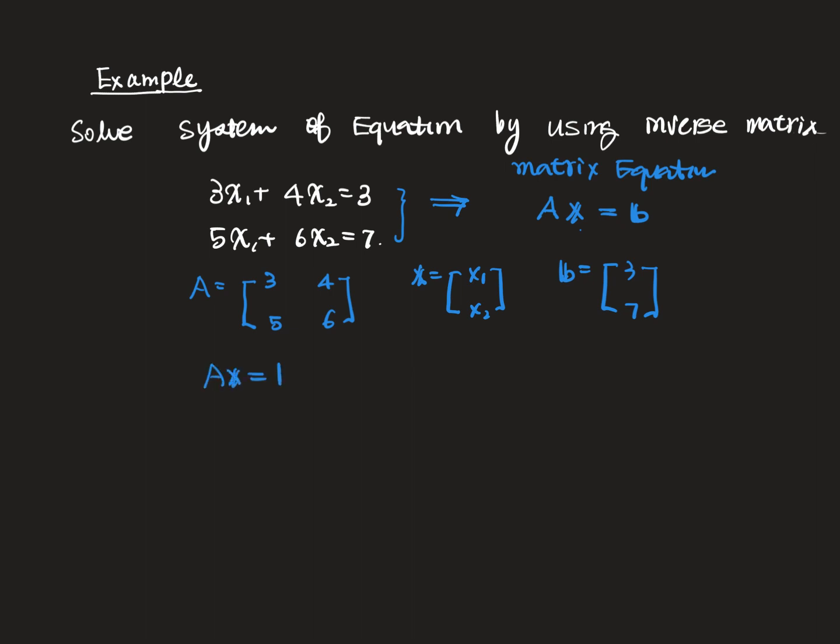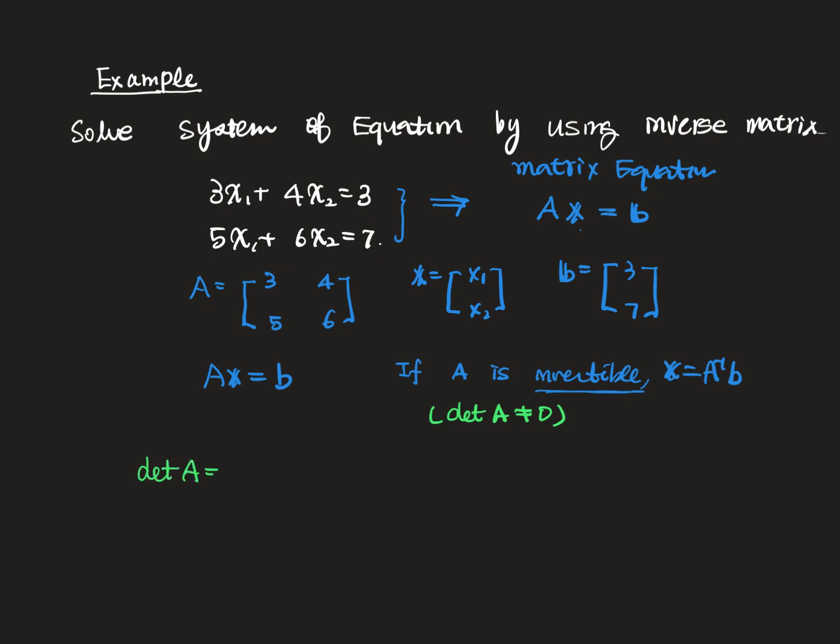Ax equals b. The theorem says that if A is invertible, then x is A inverse b. But we have to check whether it is invertible or not. That's the key point. How do we check invertibility? Invertible means the determinant of A cannot be 0.